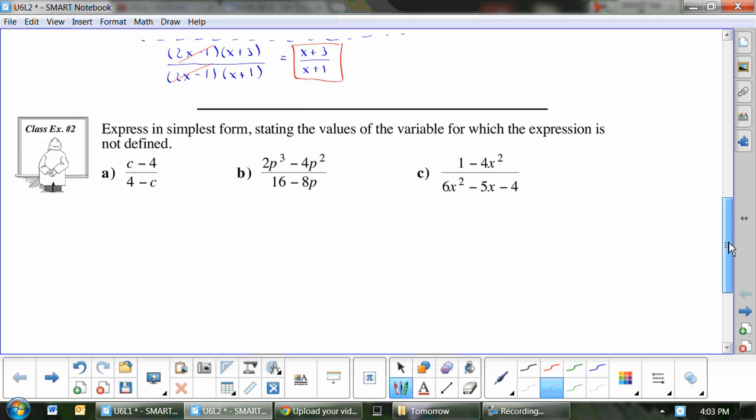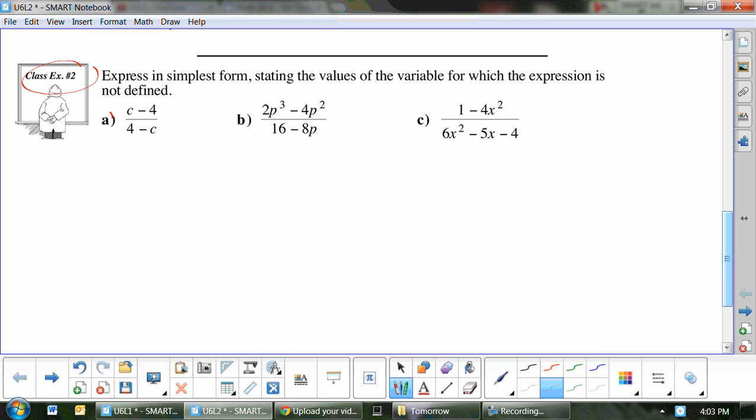If we go down to example number 2, we can do all three of these. It asks the same thing: express in simplest form, stating the values of the variable for which the expression is not defined. So first we find the non-permissibles, then we express it in simplest form. For A, 4 minus c cannot equal 0 for our non-permissibles. So that means 4 cannot equal c. Then to state it in simplest form, here we have a positive c, and here we have a negative c.